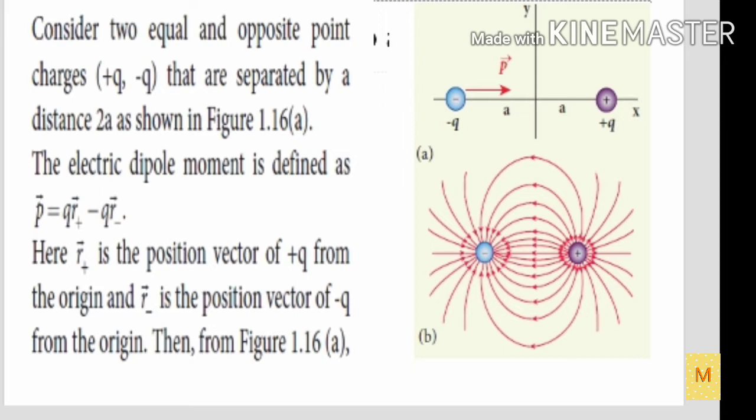In order to understand the electric dipole moment better, let us imagine two equal and opposite charges separated at a distance a from the origin along the x-axis. The electric dipole moment can be calculated by the equation P vector is equal to Q into R plus vector minus Q into R minus vector. In this equation, R plus vector indicates the position vector of charge plus Q from the origin. Similarly, R minus vector indicates the position vector of charge minus Q from the origin.